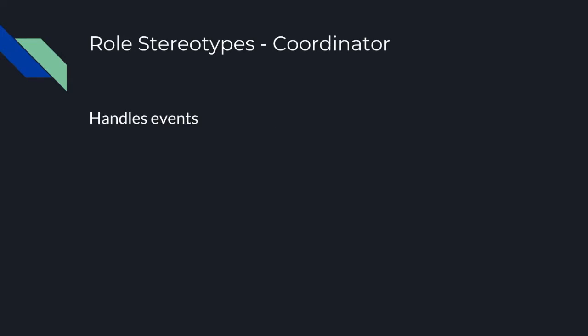The coordinator role stereotype handles events. This is often things like a command line input or a user pressing a button. It receives the event and delegates off to the next role stereotype, which is a service provider. Service providers are roles which actually do the work, do the calculations, and update the state of the application.